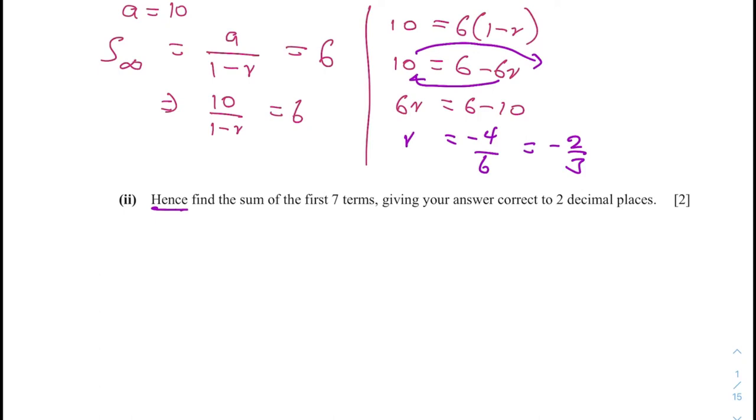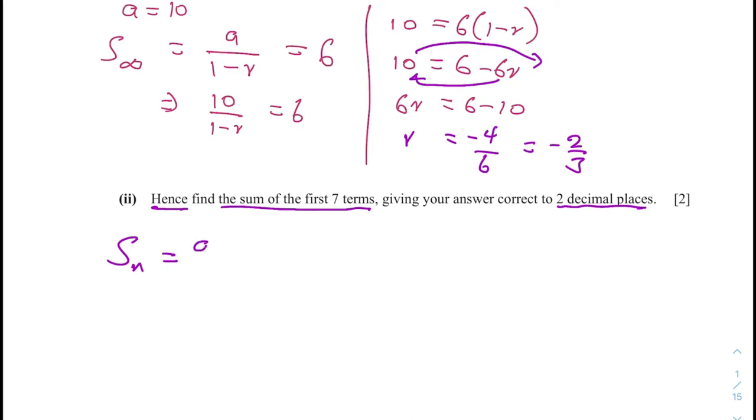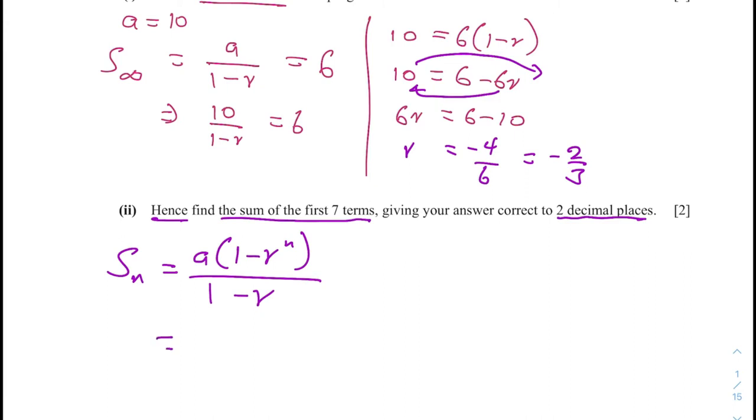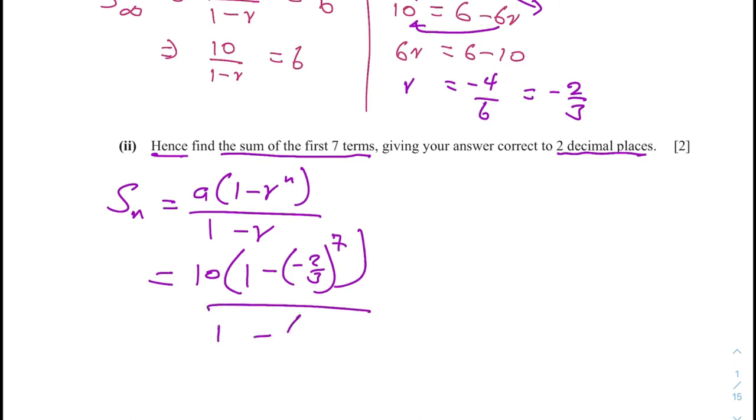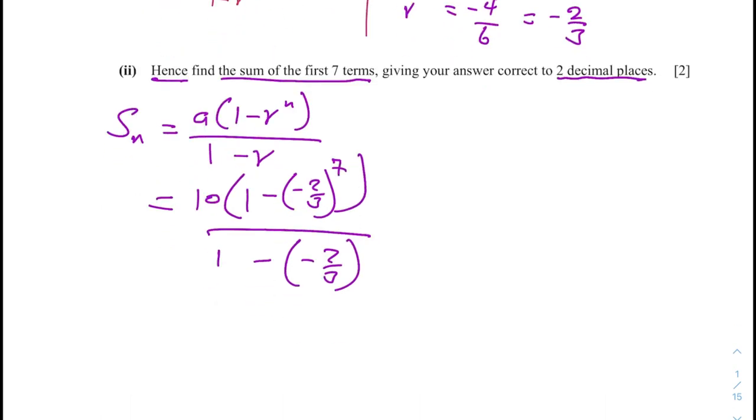Then the question goes on to say that, hence, find the sum of the first 7 terms, giving your answer to 2 decimal places. Well, sum to n for GP is basically a into bracket 1 minus r to the power n over 1 minus r. All right, now a is 10, r is negative 2 over 3, right? They said the first 7, so n is 7, all over 1 minus negative 2 over 3, right? So you can just put it on the calculator, and let's see what we get.